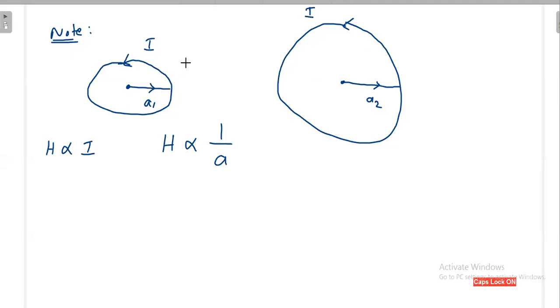Suppose you are getting H1 at the center point, and here you are getting H2. Definitely H2 will be less than H1, because the source is at a larger distance, so it is inversely proportional to A. So finally it depends on I and A, but if you have a circular ring, you can be above the ring or you can be below the ring.